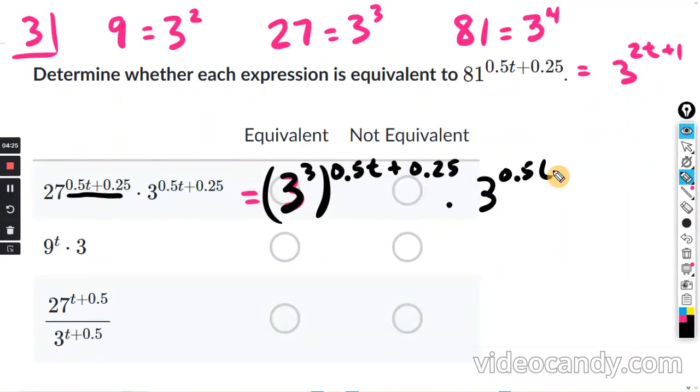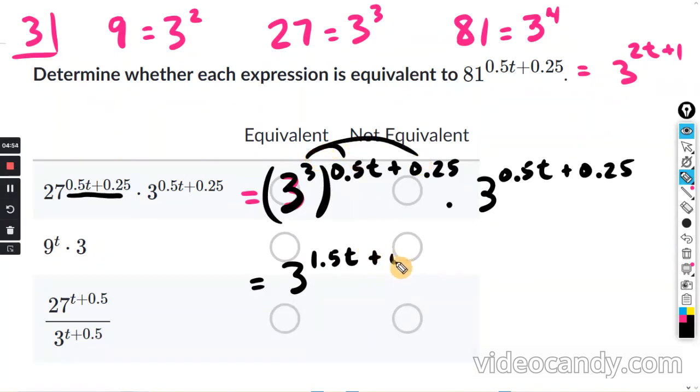Once again, right here, we are just multiplying the exponents. So keep the 3 and distributing, 3 times 0.5t is going to be 1.5t. Half of 3 is 1.5. And 3 times 0.25 is going to be 0.75. Use your calculator if you need to. And that's times 3 to the power of 0.5t plus 0.25.